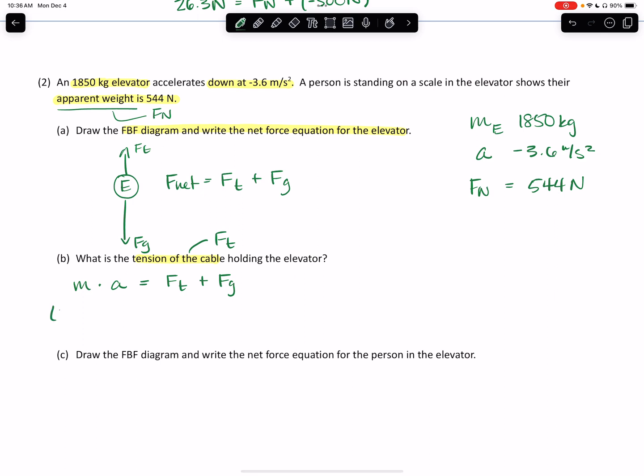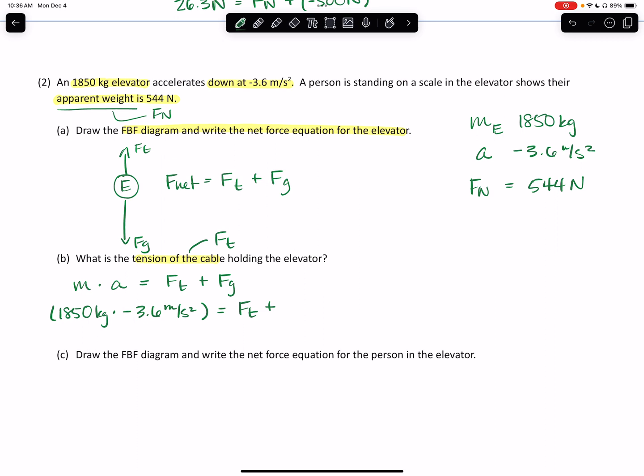All right, so the mass of the elevator is 1,850 kilograms times negative 10 meters per second squared. Oh, no, that's where we run into problems. In this particular problem, the elevator is moving at negative 3.6 meters per second squared. Do not put gravity in there. Just because I did that, don't do that. Now Fg, however, we're going to need gravity.